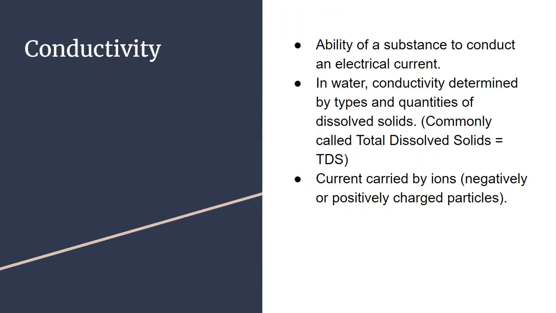Conductivity: the ability of a substance to conduct an electrical current in water. Conductivity determines the types and quantities of dissolved solids, commonly called total dissolved solids, or TDS. Current is carried by ions, negatively or positively charged particles. So again, it's just talking about what is in the water and how it can carry a current.